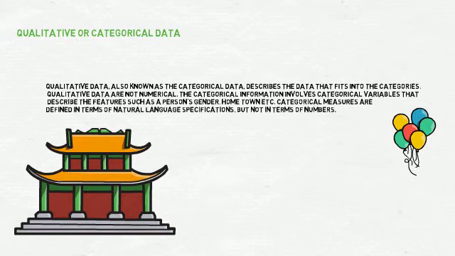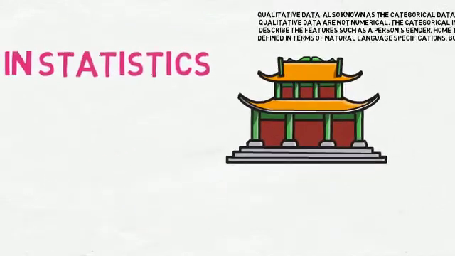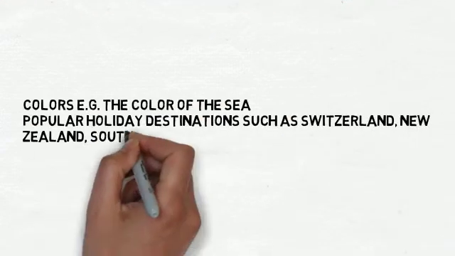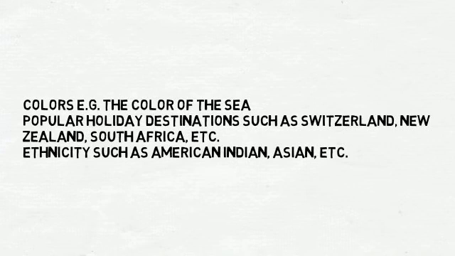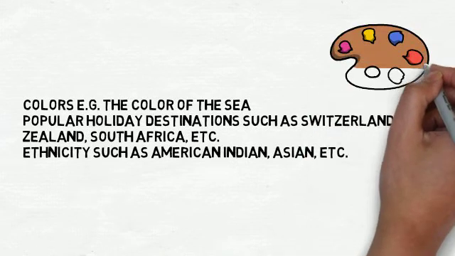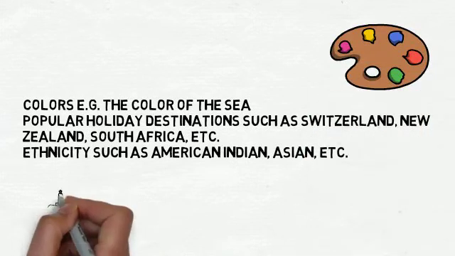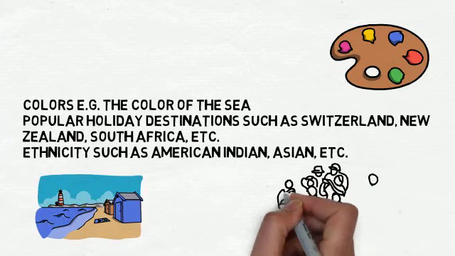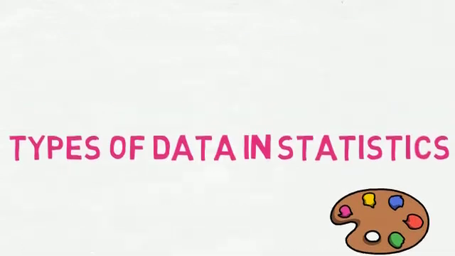For example, birth date, favorite sports, school postcode. The birthday and school postcode hold a qualitative value, but don't give a numerical meaning. Let's see some examples. Colors, the color of the sea, popular holiday destinations such as Switzerland, New Zealand, South Africa, and ethnicities such as American Indian, Asian, Chinese, etc. And there are two types of qualitative data, nominal data and ordinal data.